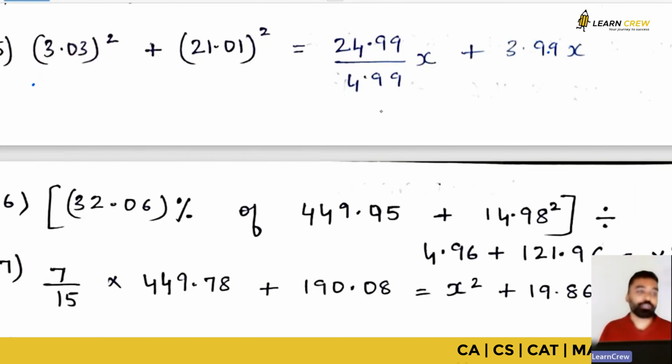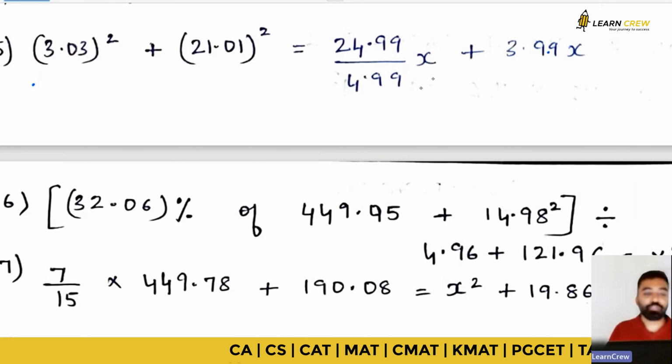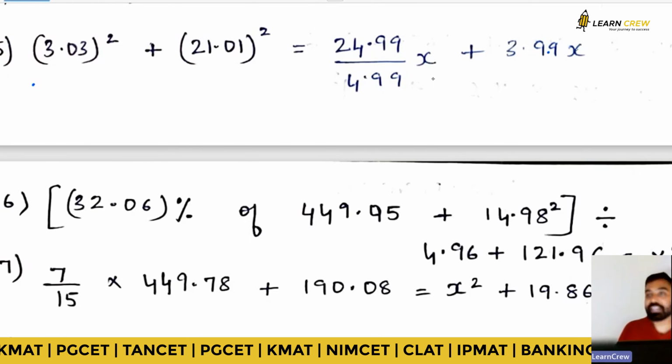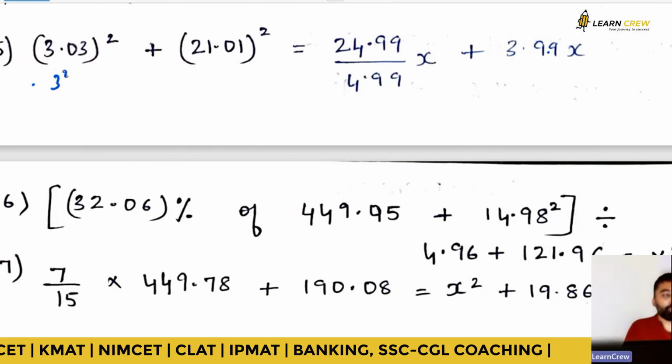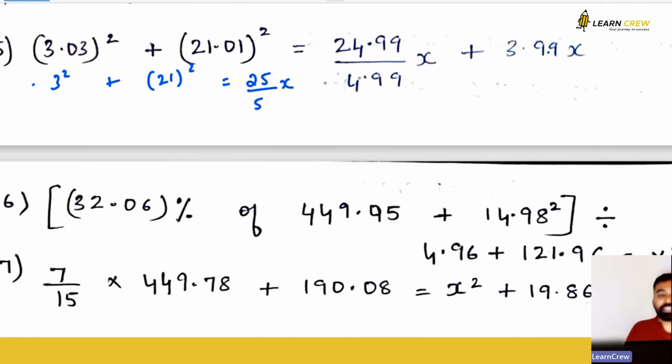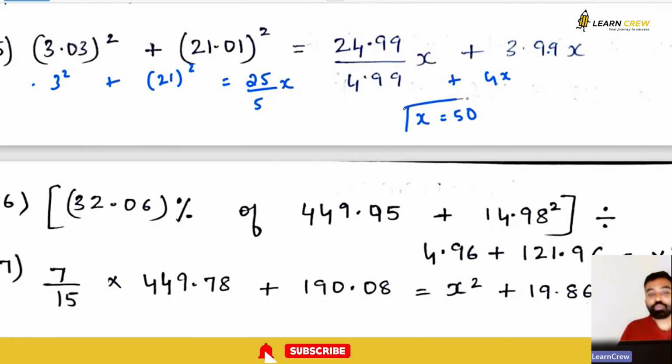3.03 square plus 21.01 square equal to 24.99 divided by 4.99 x plus 3.99 x. How will you approximate it? First 3 square plus 21 square equal to 25 divided by 5x plus 4x. Now solve it. Solve for x and let me know that x equal to t. Do you people want me to solve this or you can do it?